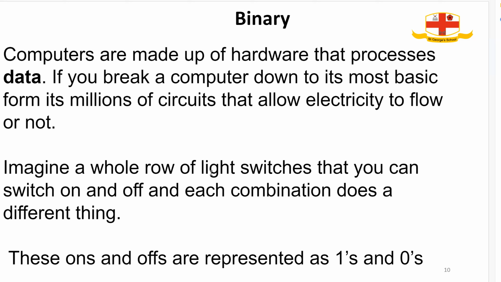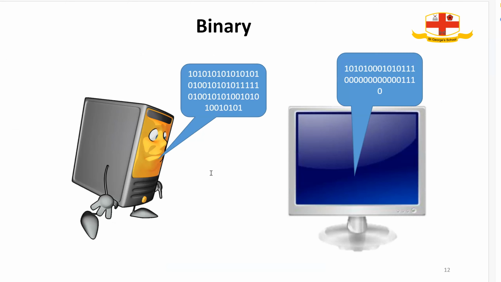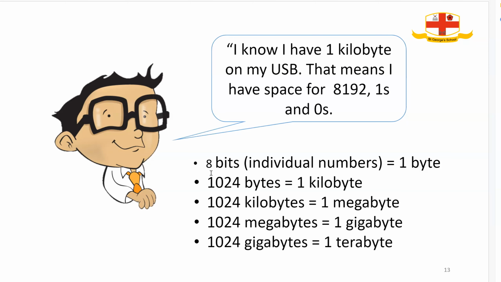If you imagine a whole row of lights in front of you, just think of the usual lights that you turn on and off at the wall. One is on and the light's glowing. Zero is off and the light's off. So that's how we're going to remember this. Binary, as you can see, is how it talks to each other.